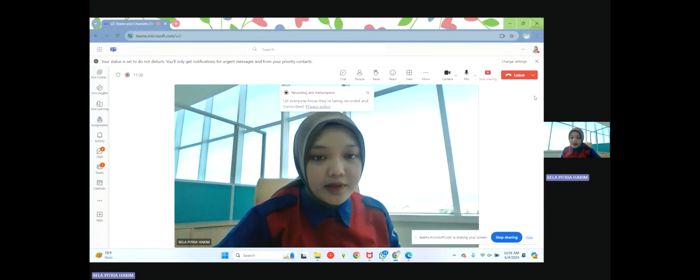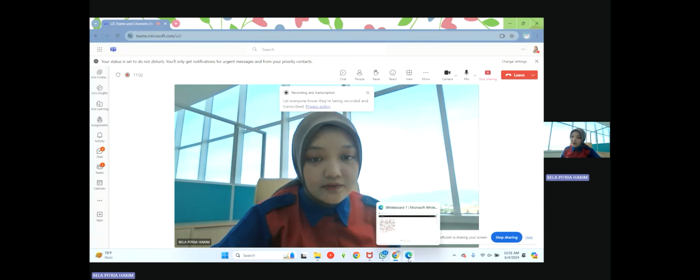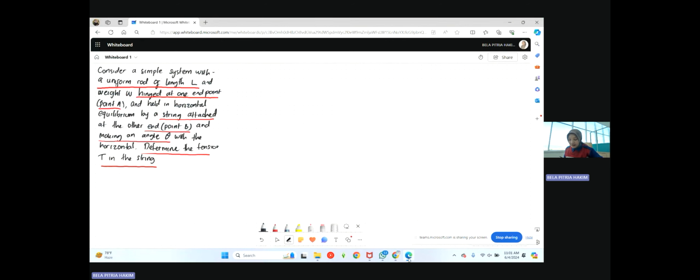I'm going to explain a study case for virtual work. Here, let's consider a simple system with a uniform rod of length L and weight W, hinged at one endpoint, at point A, and held in horizontal equilibrium by a string attached at the other endpoint and making an angle θ with the horizontal. Determine the tension T in the string.